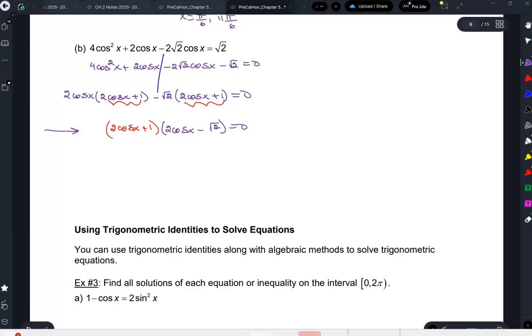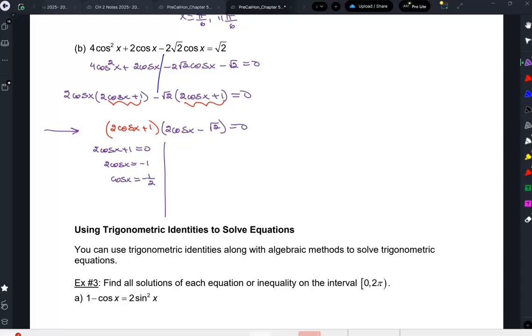Okay? So now 2 cosine x plus 1 equal to 0. 2 cosine x equals negative 1. Cosine x equals negative a half. And where does that happen? 2 pi over 3, 4 pi over 3. So now you see how, for the last test, you just had to know sine of 2 pi over 3, cosine of 4 pi over 3, right? Because now you need to know them backwards. Okay, here, 2 cosine x equals root 2.